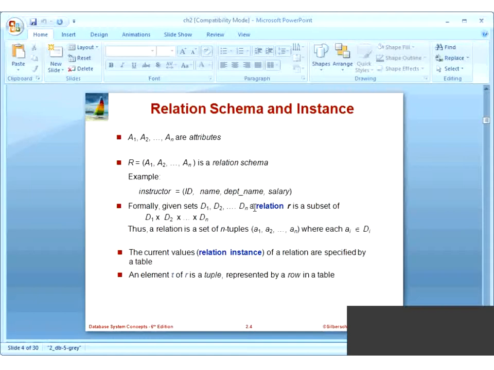Formally, given sets D1 up to Dn, our relation R is a subset of D1 times up to Dn. The relation is a set of n-tuples where ai belongs to the domain Di. The current values of the table are called the relation instance. They are specified by the table.